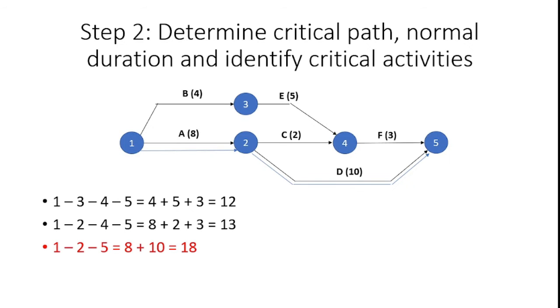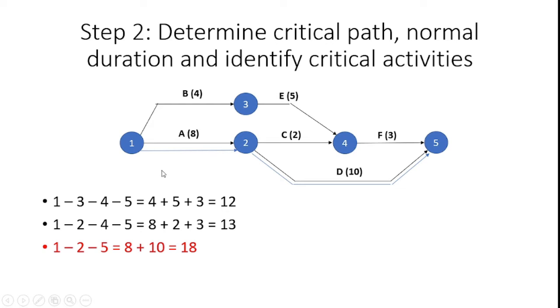What is the next step? Step 2: determine the critical path and normal duration, and identify the critical activities. In the previous step we drew the network. How can we identify the critical activities and the critical path? In that, three paths are available. One is 1, 3, 4, 5, whose activities take 4 plus 5 plus 3 days, so totally it consumes 12 days. Another path is 1, 2, 4, 5, which consumes 8 plus 2 plus 3 days, so 13 days.